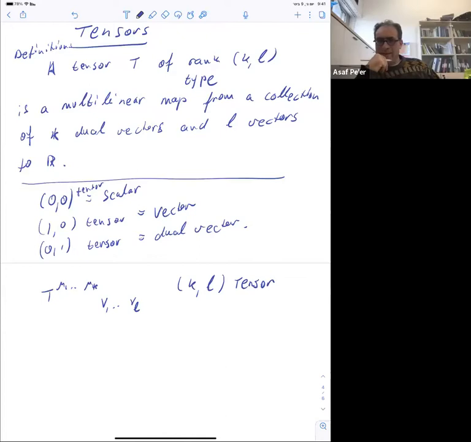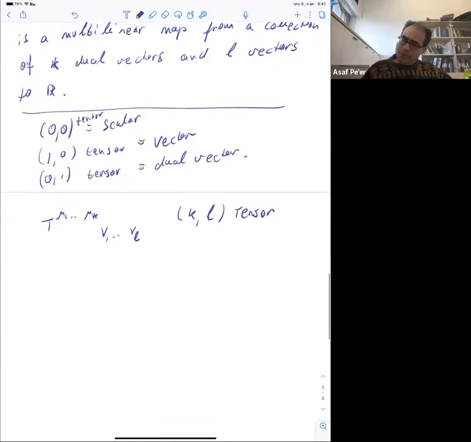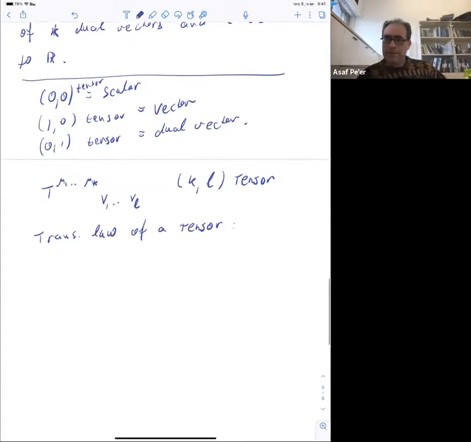Now, if I want to make it the Lorentz transformation, the transformation of a tensor, how would I do a transformation law for a tensor? What's the transformation of a tensor? It's actually very simple. I transform each index by itself.